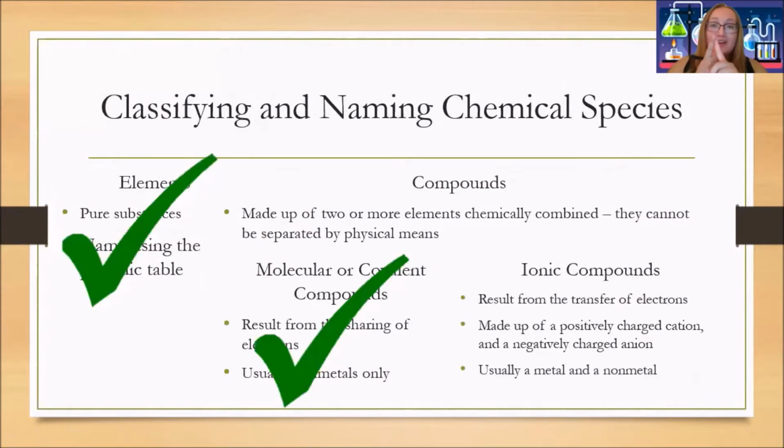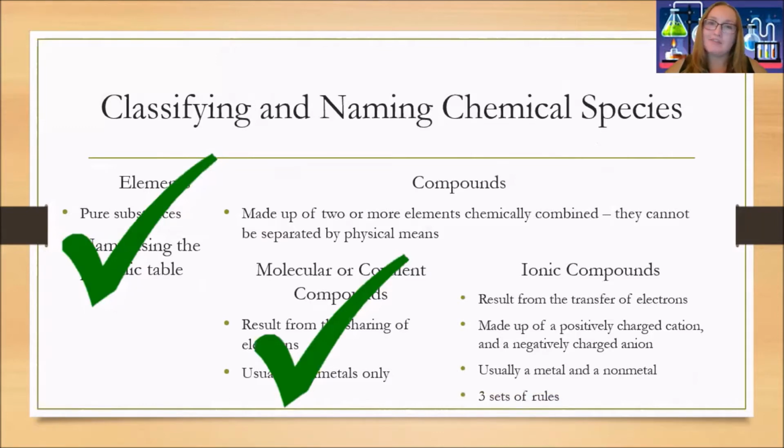So we know how to name elements. We know we refer to the periodic table. We know how to name molecular / covalent compounds. Now we're going to work on ionic compounds. We already said that these result from the transfer of electrons. They're made up of a positively charged cation and a negatively charged anion, and they usually are a metal and a nonmetal.